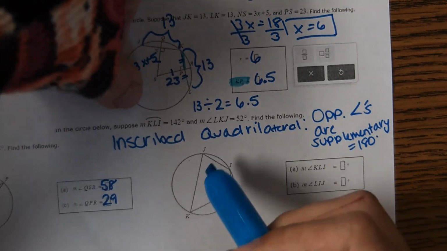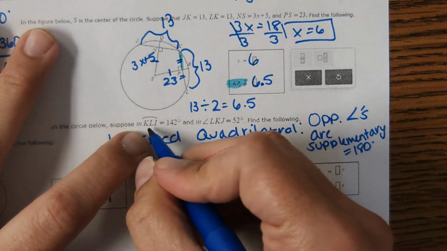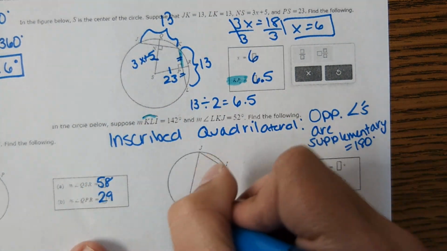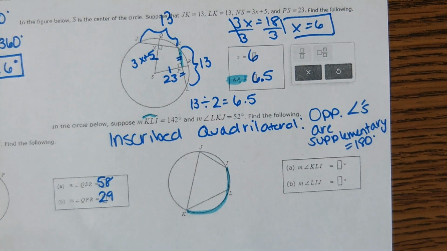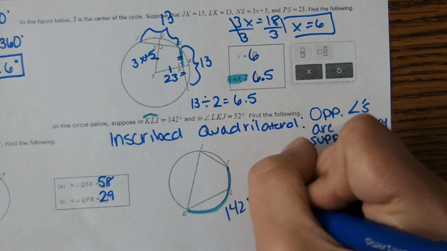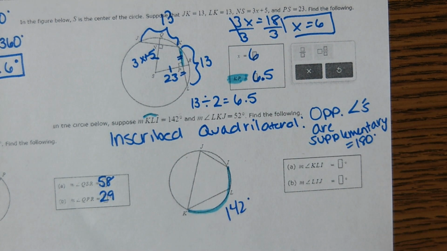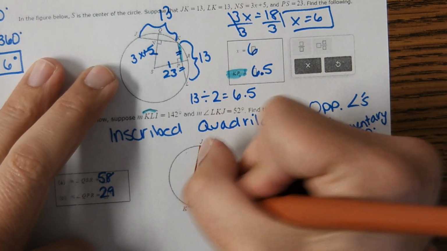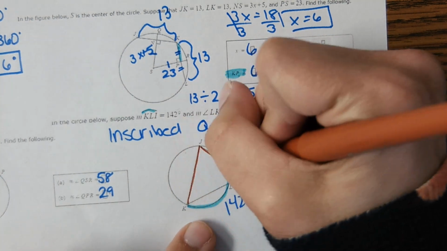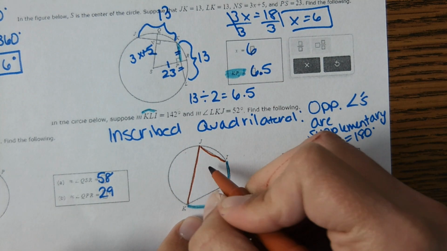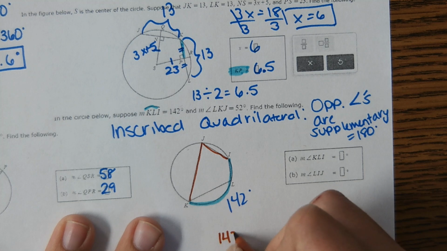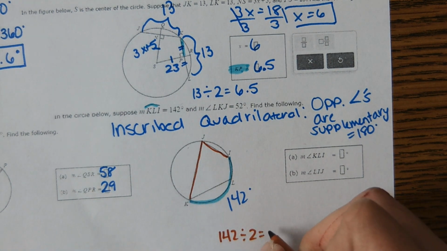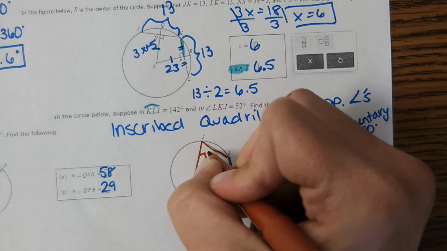Okay, so we'll look at what they gave us in the problem in relation to the picture. It says KLI is 142 degrees. So it's saying arc KLI is 142 degrees. Based on that, we have an inscribed angle here that intercepts that arc. So we can take this 142 degrees and divide it by 2 to get this angle. 142 divided by 2 would be 71 degrees. So this here, 71 degrees.